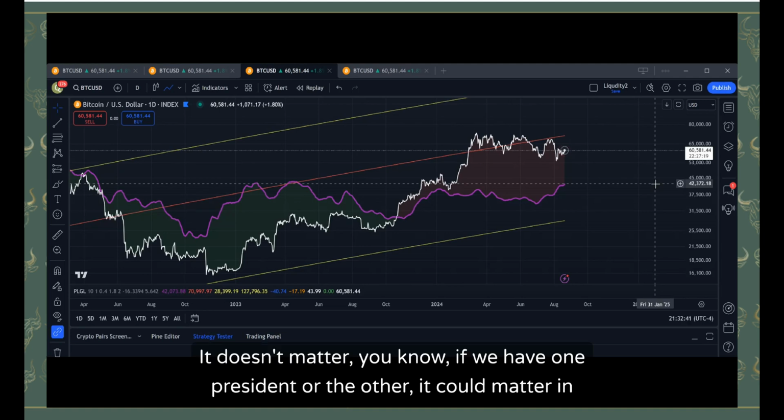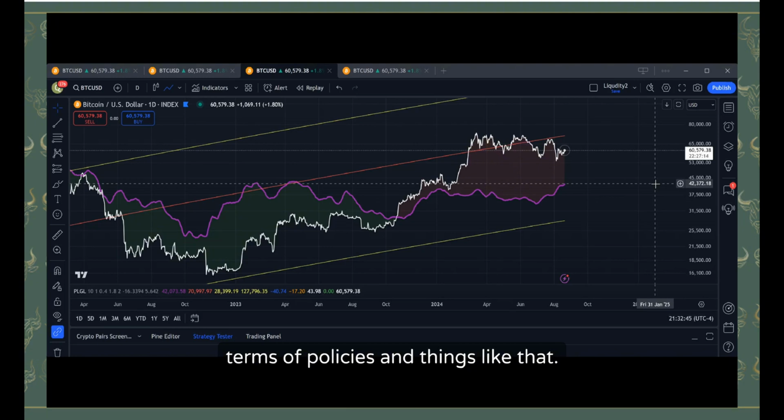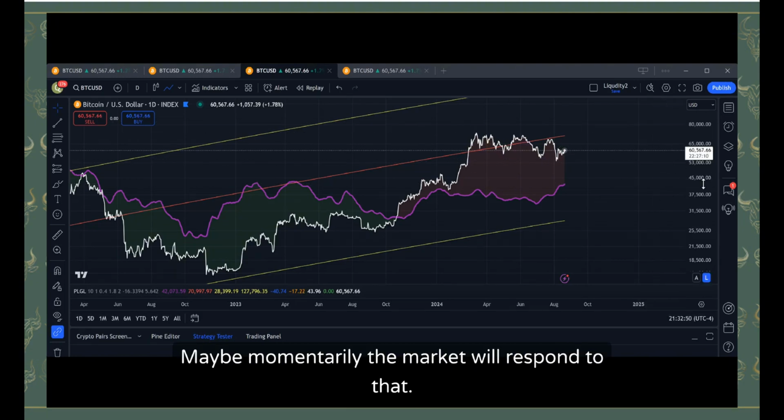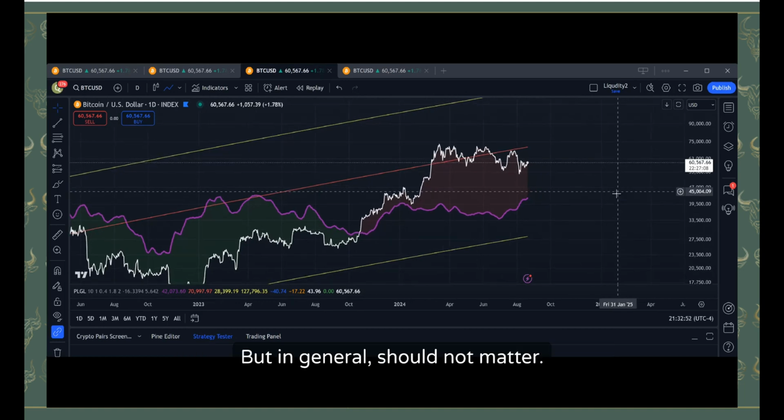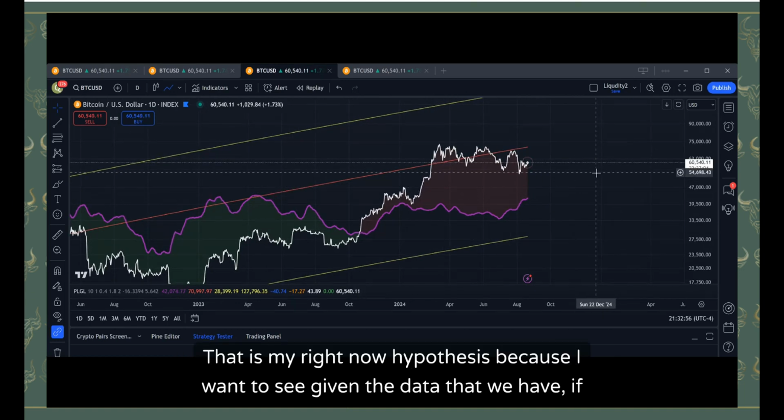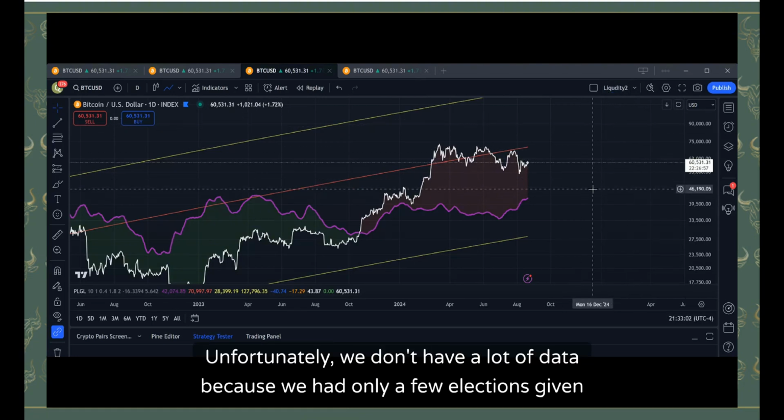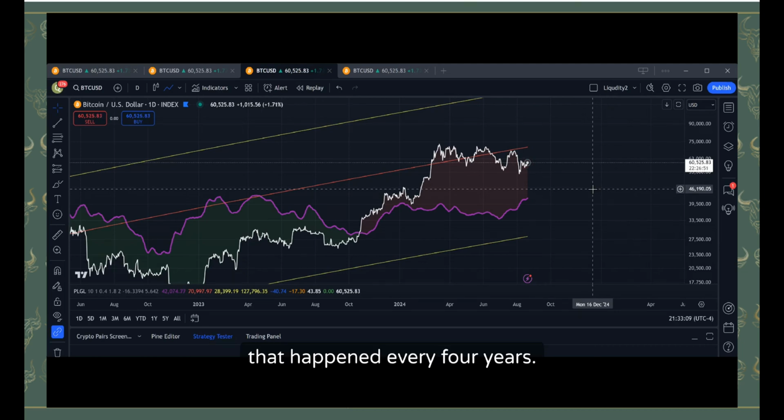It doesn't matter if we have one president or the other. It could matter in terms of policies and things like that. Maybe momentarily the market will respond to that, but in general, it should not matter. That is my hypothesis right now, because I want to see, given the data that we have, if that is the case. Unfortunately, we don't have a lot of data because we had only a few elections, given they're happening every 4 years. But we can check.